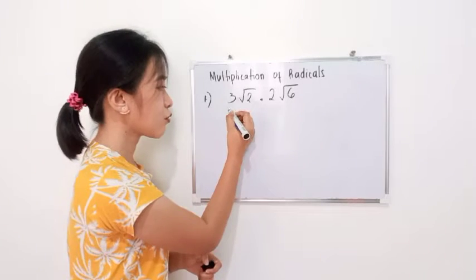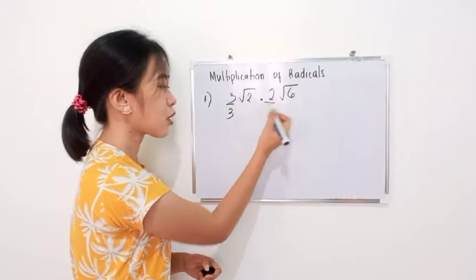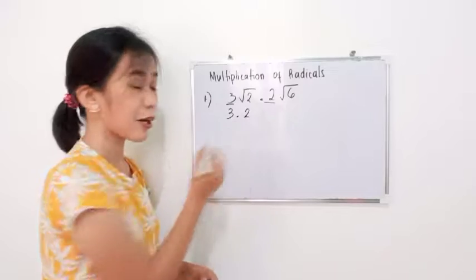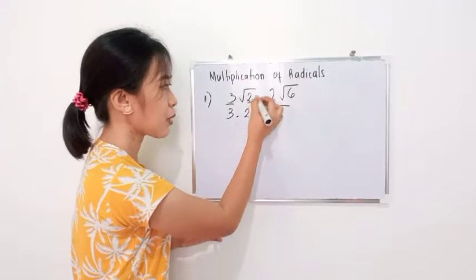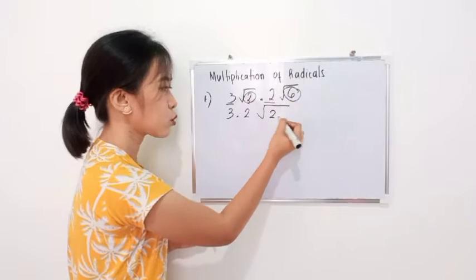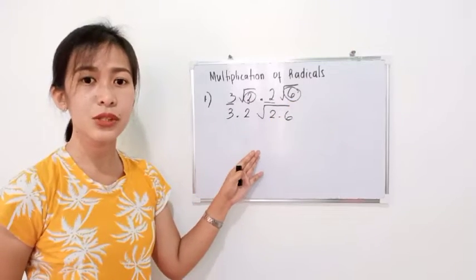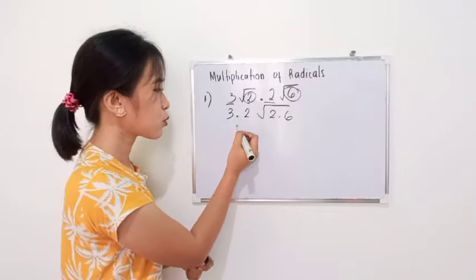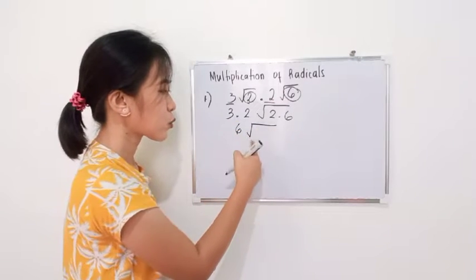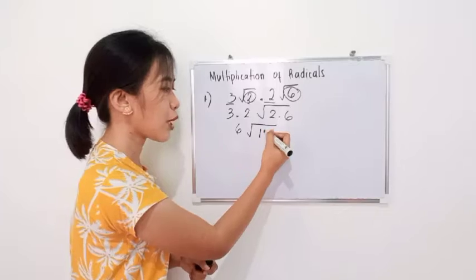So, we are just going to multiply first the coefficient. Ayan, 3 times 2. And then, i-multiply naman natin itong mga radicands. Ayan, 2 times 6. But also, please, do not forget to put the square root, di ba? And then, 3 times 2 is 6. Ayan. Square root of 2 times 6 is 12.